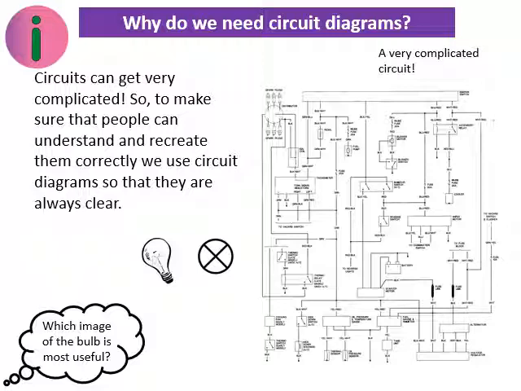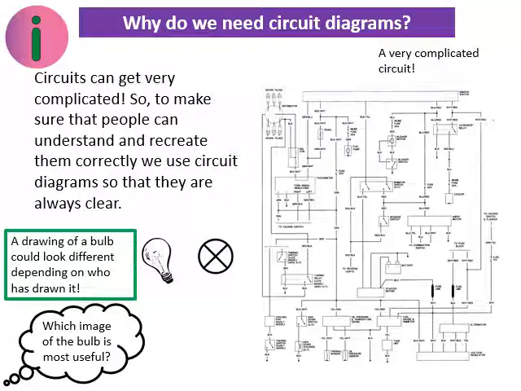Okay, so circuits can get really, really complicated. So this is the most complicated circuit I could find on Google, and it looks really complicated. I don't think I could build that, but I bet an electrician could probably look at it and definitely build it. If it had been drawn using drawings of bulbs, if the person who drew it had not used a ruler, and if it was unclear, then nobody would be able to recreate that circuit. So they get really complicated, so it's really important.